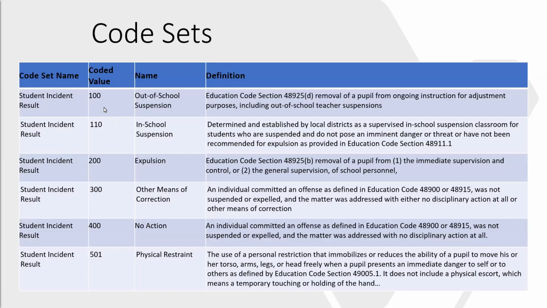And what you see is out of school suspension, in school suspension, expulsion. Those are very common. We've been submitting that for years. You also have other means of correction. This has a quite lengthy definition in the code set. We had to cut it off so it fit in the table, but it includes meetings with parents. It includes referrals, restorative justice, right? Other means of correction as opposed to traditional means like suspensions, expulsions, in-school suspensions, okay?